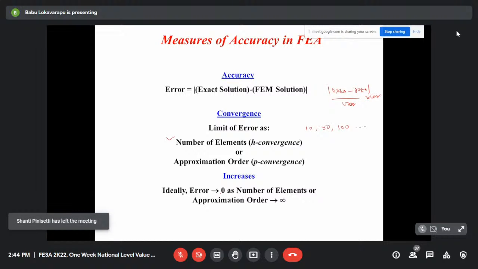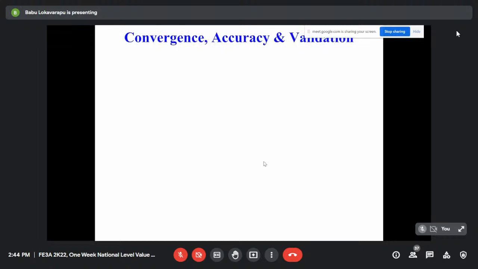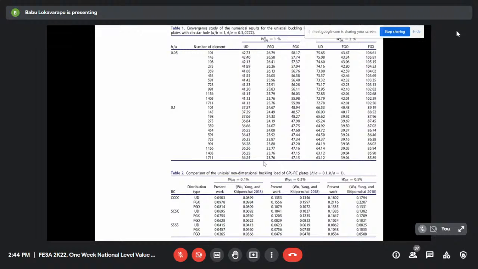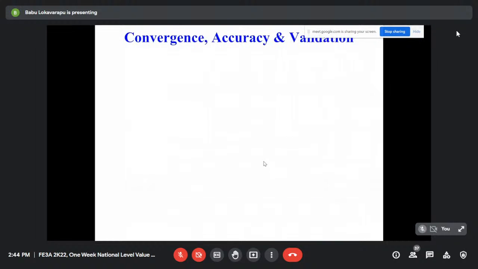But the only drawback here is, if I take more elements, computational time and resources are more. Similarly, if you increase the order, it is the same thing. But you should know where it is converging. That is very important. Therefore, when you do finite element analysis, always remember these things: validation, convergence, and of course, accuracy. These three are very important.